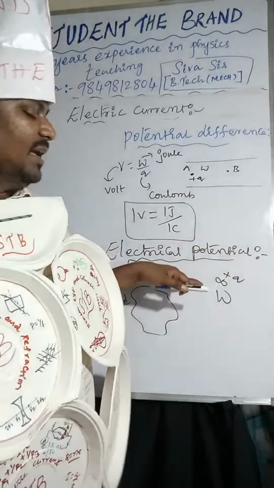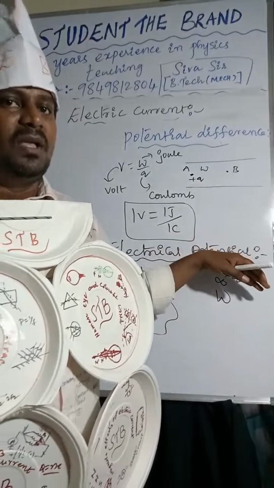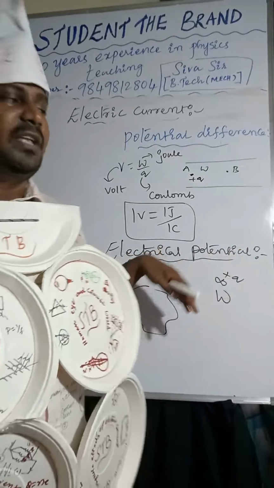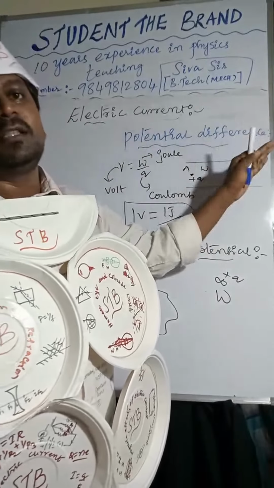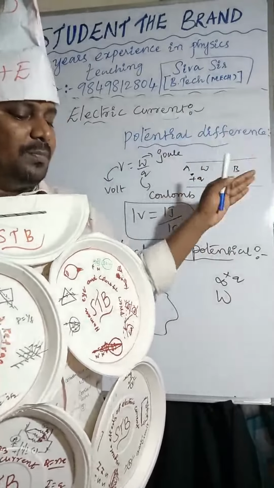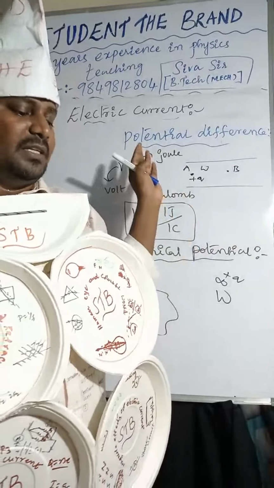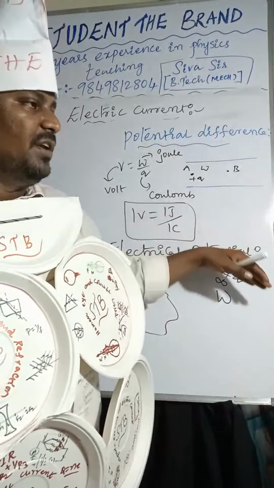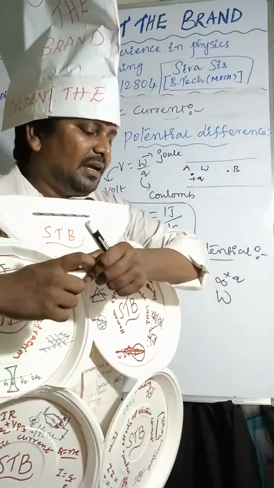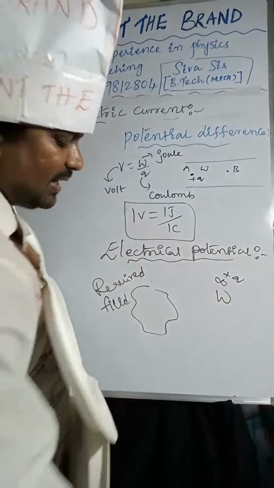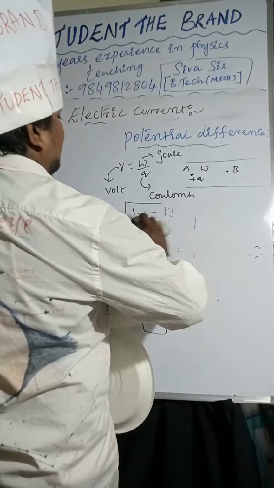So here we are doing some work to bring the unit positive charge from infinity to the required field. That is electrical potential. Bringing unit positive charge from one point to another point within the conductor is potential difference. I hope it is very clear. Next, related to electrical potential and potential difference, we will do one problem.